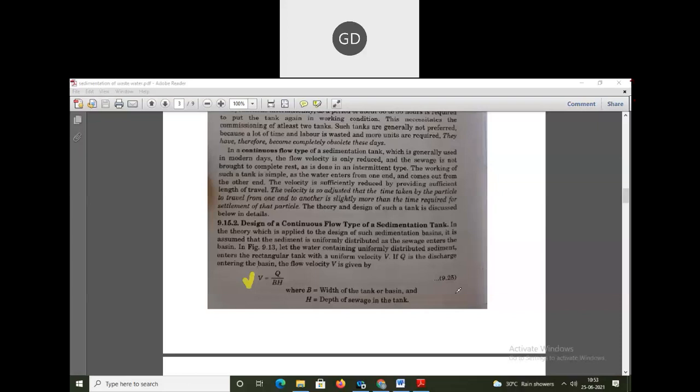V is equal to Q by BH. So here V is your uniform velocity, and Q is obviously the discharge, that is the discharge of the wastewater or the sewage that is entering the basin or the sedimentation tank. And B is the width of this basin, and the depth of the basin is given by H. So this one, number one formula, you have to remember.